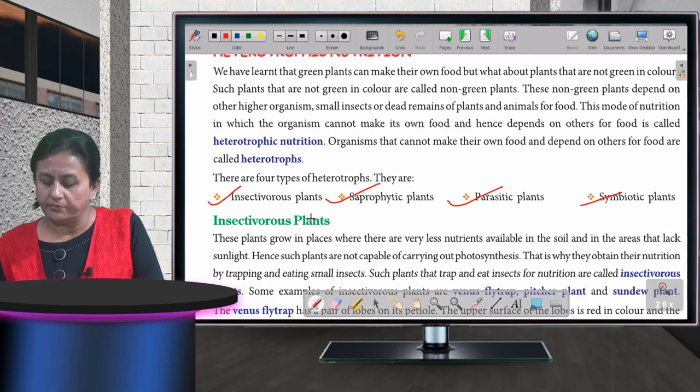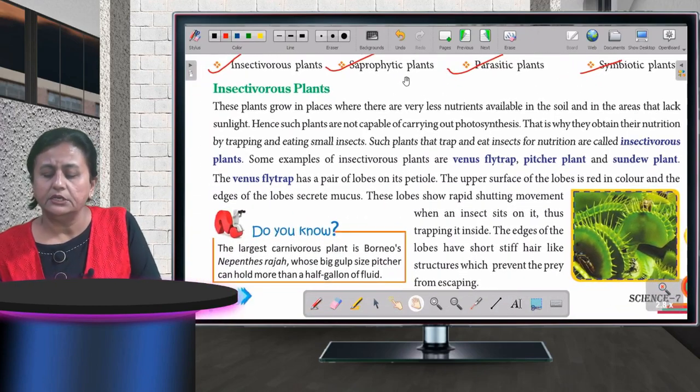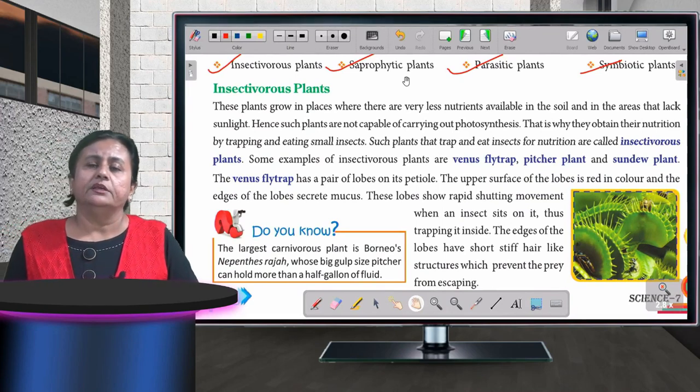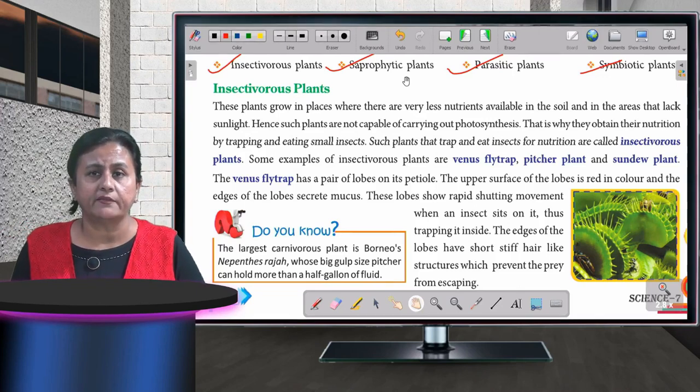insectivorous plants, saprophytic plants, parasitic plants, and symbiotic plants. If I talk about insectivorous plants, what are insectivorous plants? You must have heard also, these plants, what do they do? They eat insects. Why do they eat insects? Why don't they make their own food? You must be having this in your mind.